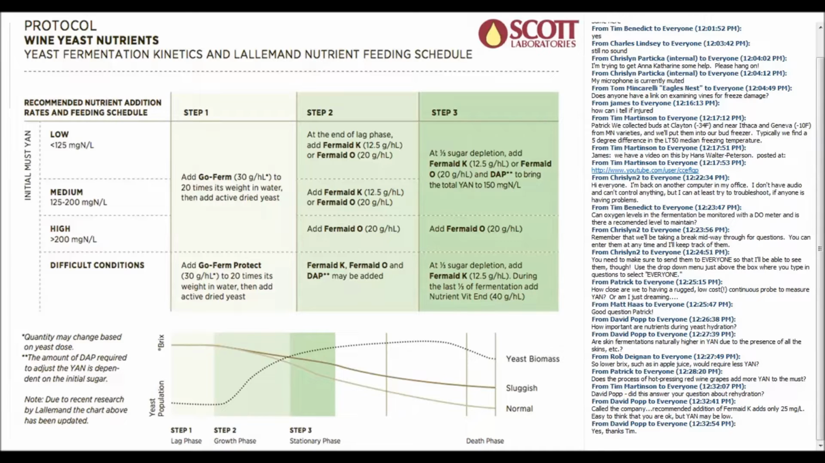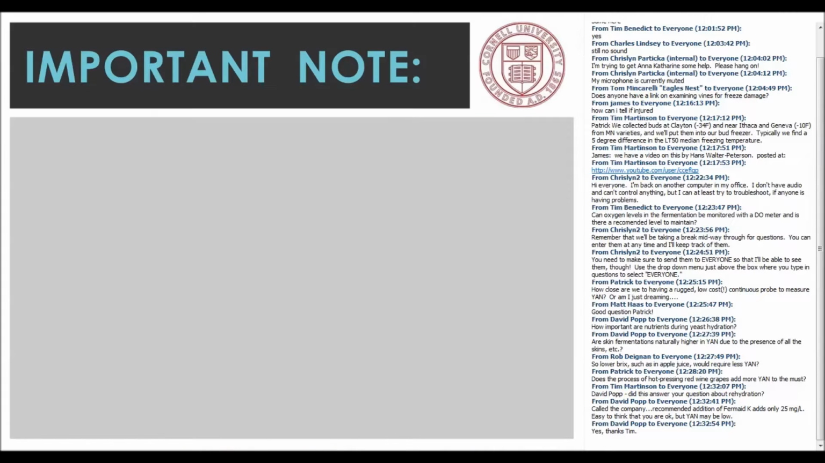So this, again, is Scott Labs, not that I get any money from Scott Labs, but they do some nice graphics, and you can find this on their webpage to give you an idea of what you would want to do with low, medium, and high YAN there on the left, and then the types of additions you would like to do. And at the bottom here, you can see a nice schematic of that lag phase, growth phase, and so on with yeast biomass.